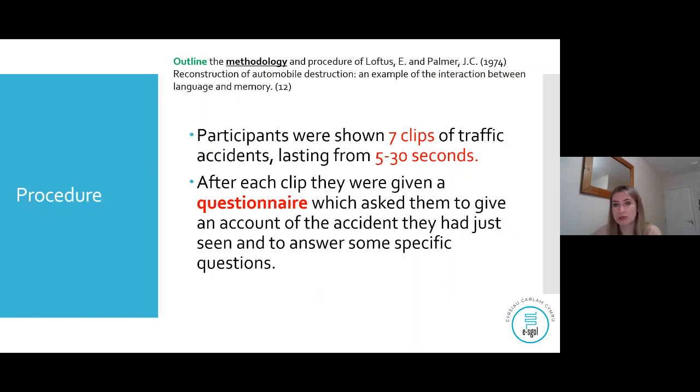So knowing that they were shown 7 clips, knowing that the clips were between 5 and 30 seconds, and then knowing that they were given a questionnaire. All of those things show the examiner that you know the procedure of this study inside out.